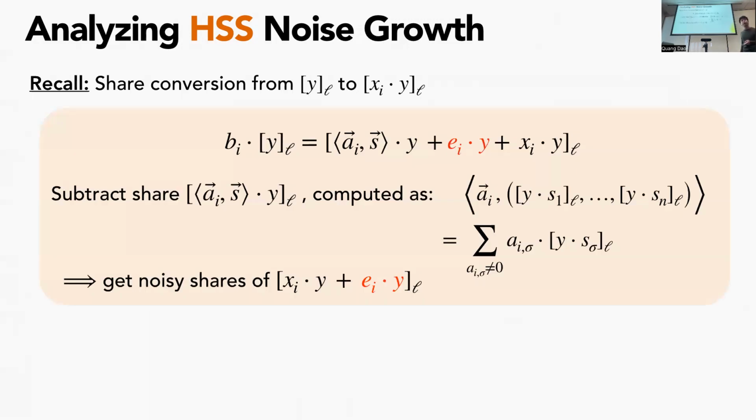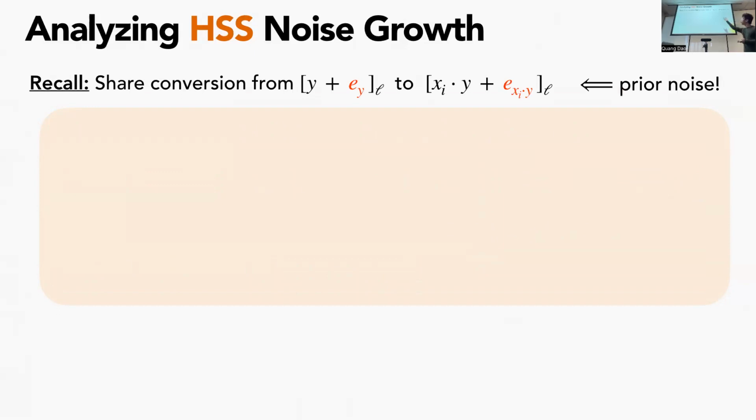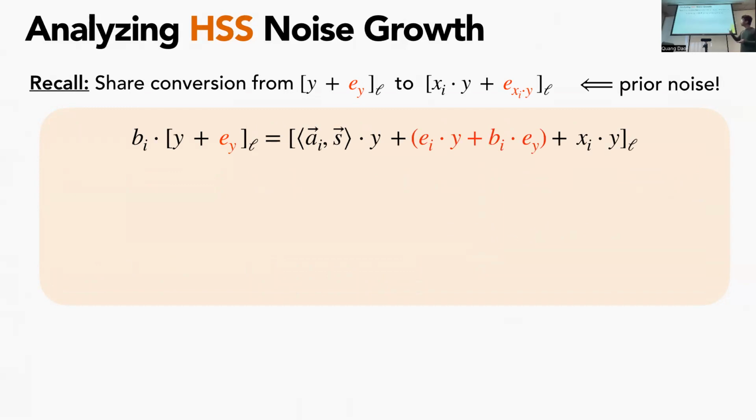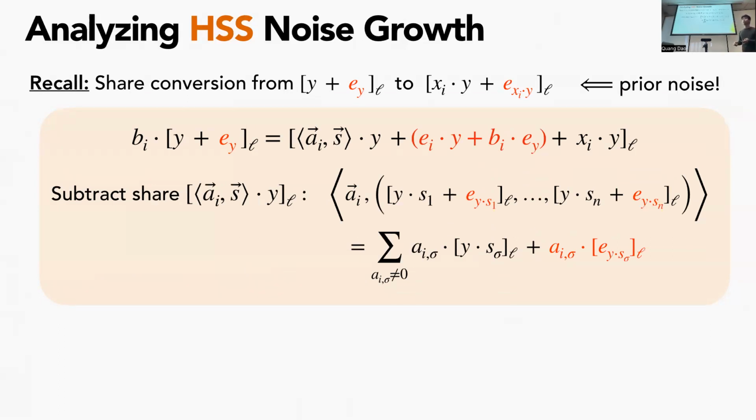Let's try to analyze this. First, we can see what happens in this share conversion process. I just copy pasted this from the previous slide, but it is somewhat inaccurate. It's inaccurate because if y is some intermediate value, then it must have also come with some associated noise, so we have to take that into account as well. When we do, we have new noise terms. But luckily, the new noise terms are not too much, and this crucially depends on the fact that we have k-sparse vectors. So this is only a sum of k prior error terms.